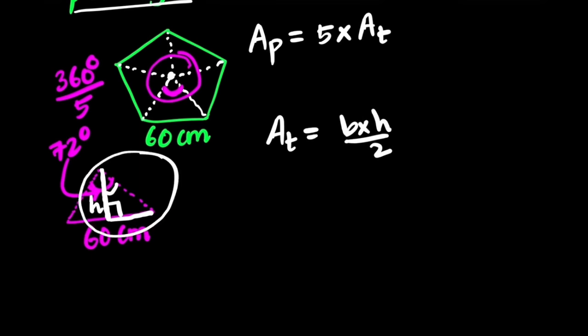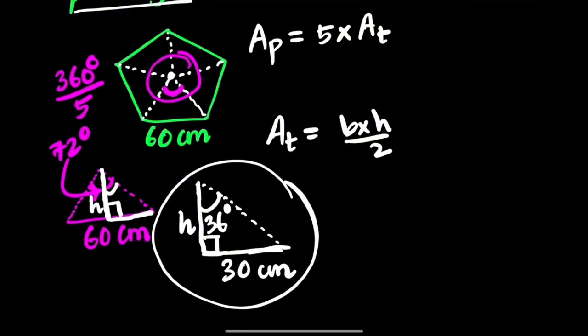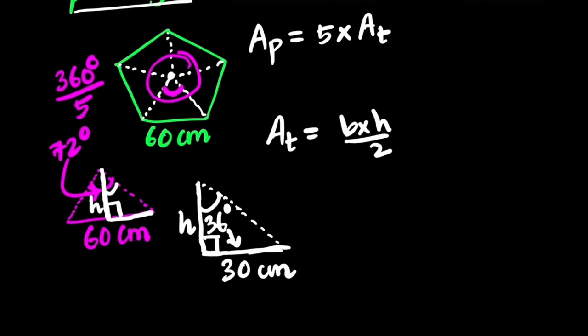So let's take out this right triangle separately. This side length of the right triangle will be 30 centimeter, which is half of 60 centimeter. And this is the height of the triangle denoted by h. Well, this angle here will be half of 72 degrees, which is 36 degrees. So from this right triangle, we can find the height of this triangle using a trigonometric ratio. With respect to this angle 36 degrees, the side length 30 centimeter is opposite, while the side length h is adjacent. Since the opposite side length and the angle are given, and we are asked to find the adjacent, which is the height of this triangle, let's use the tangent ratio.